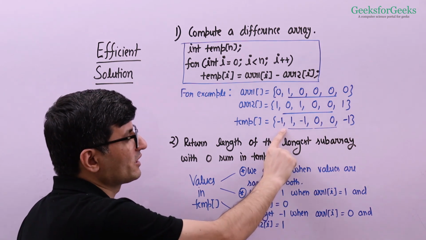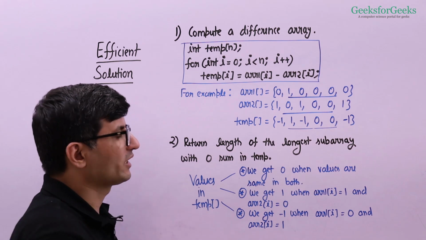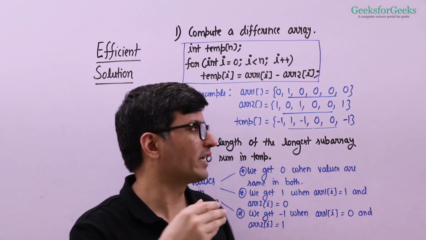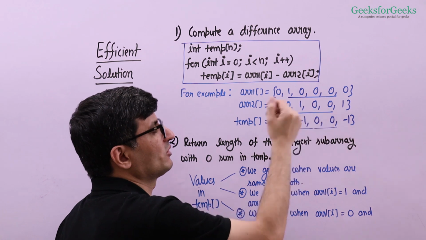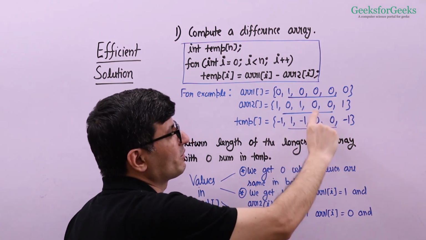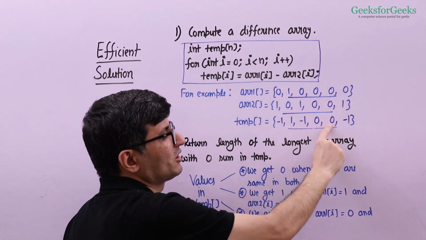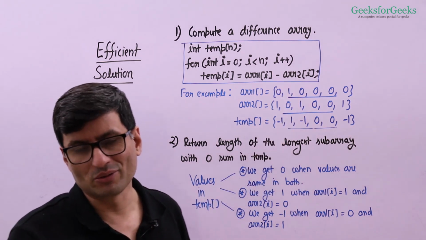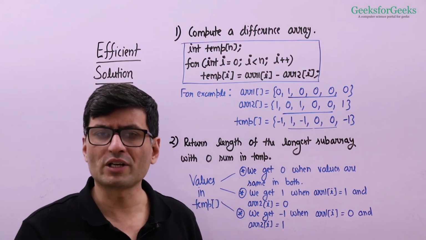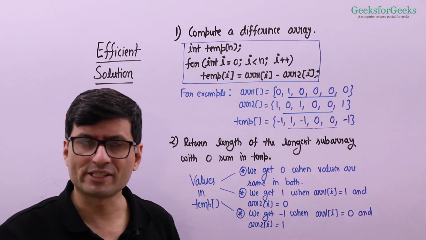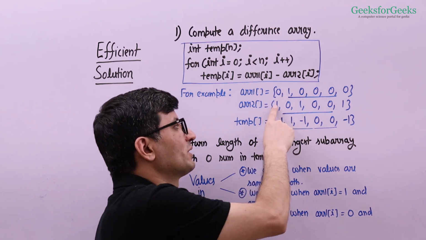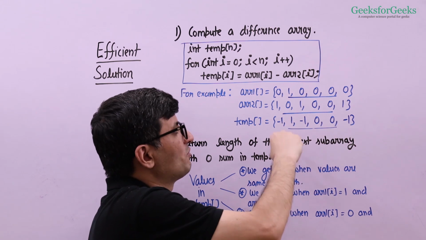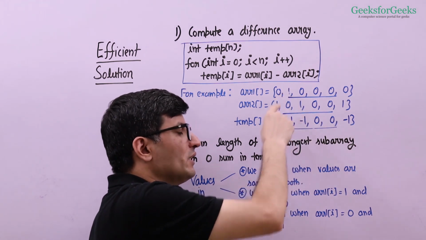If you take a closer look at this temp array, you can notice that we are going to have 0 values in this temp array when both array 1 and array 2 have the same values at those indexes. For example, we have 0 here because these two arrays have 0. These two arrays have 0, so we have 0 here. When two arrays would have 1, then also we would have got 0 in the temporary array. And we are going to have a value -1 when this array has 0 and this array has 1, which means this array has an extra 1. And we are going to get a value +1 when this array has an extra 1.